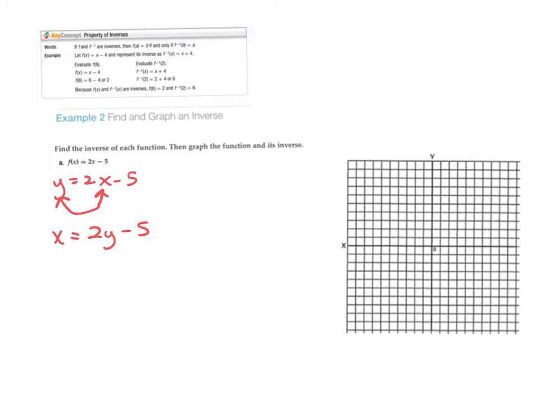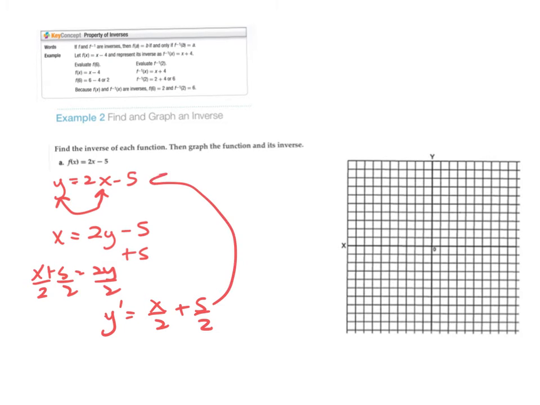So if I solve this equation, I'm going to add 5 to both sides. So x plus 5 equals 2y. Divide everything by 2. I get my inverse function now, y equals x over 2 plus 5 over 2. So this is the inverse of this function.